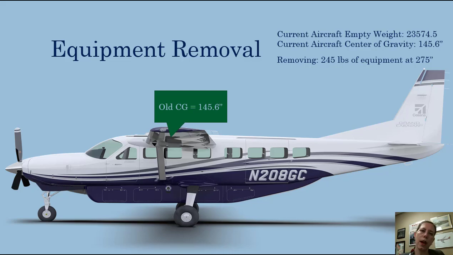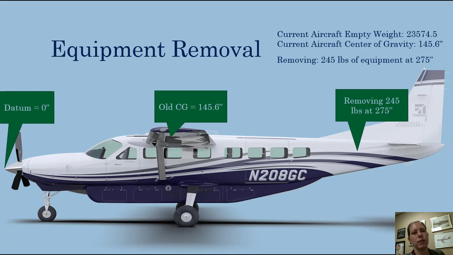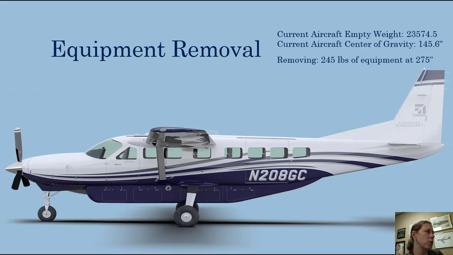So our old center of gravity is located at 145.6 inches, so kind of centrally located to our airplane. We have a datum, that's our reference point. I'm going to assume in this example that the datum is located at the tip of the aircraft's propeller spinner. And we're removing 245 pounds at 275 inches aft of that datum. So it's a fairly simple calculation to remove that.